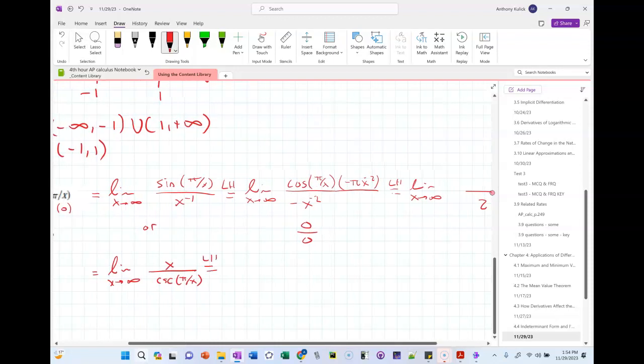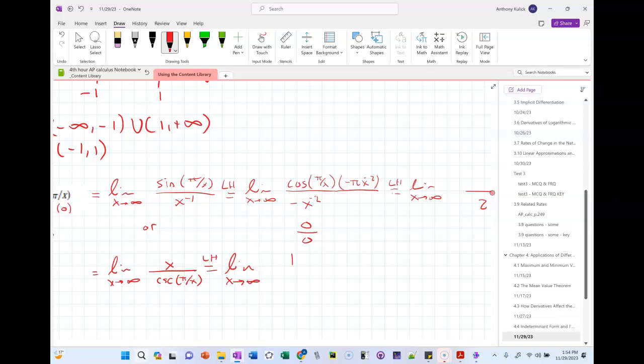Okay, so what if we L'Hopital here? What does the top become? 1. Oh, right there I know that I would be done because I can't get 0 over 0 or infinity over infinity if the numerator is 1. I like this a lot better. What's the derivative of cosecant of pi over x? Negative cosecant pi over x times cotangent pi over x times negative pi x to the negative 2.